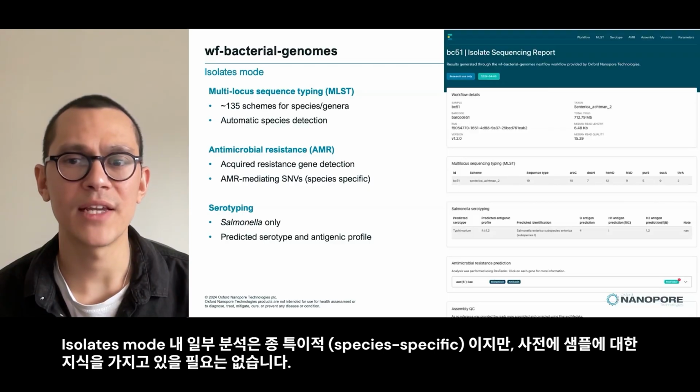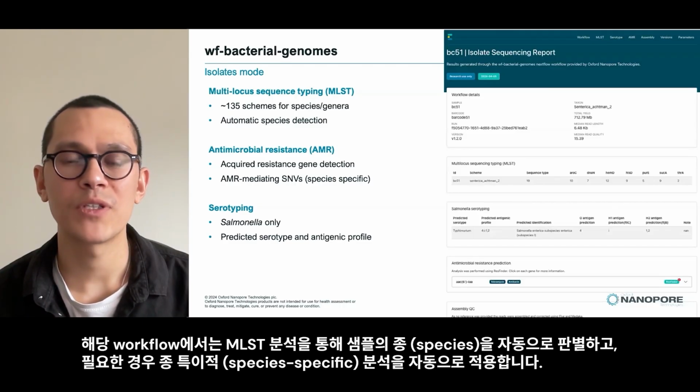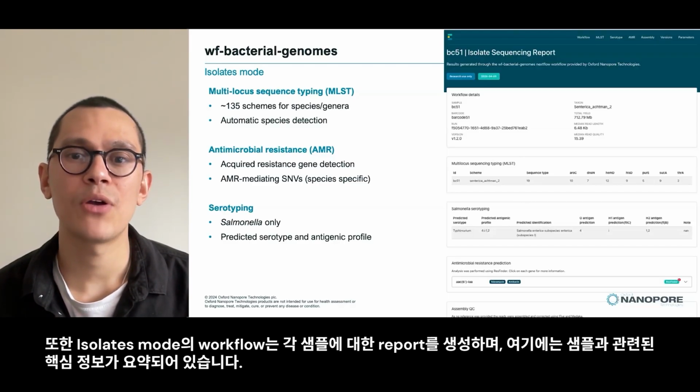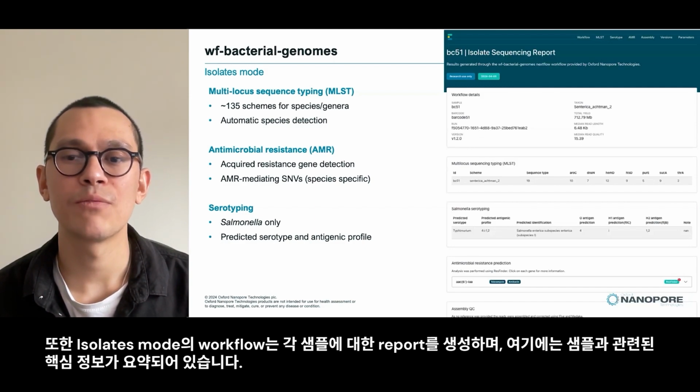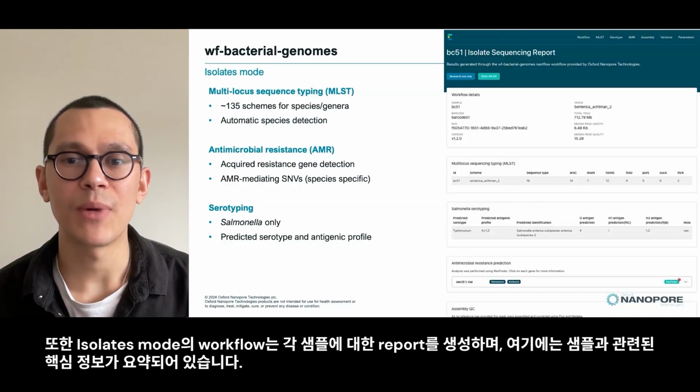Some of the analyses in the isolates modules are species-specific, but prior knowledge on the sample is not necessary. The workflow will detect the species from the multi-locus sequence typing analysis and apply any species-specific analysis if applicable. In isolates mode, the workflow will also produce a report for each sample on the run, which highlights key information about your research sample.